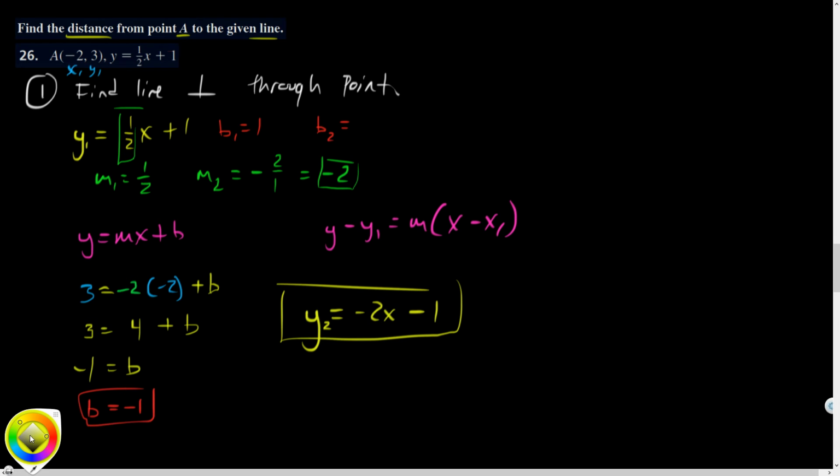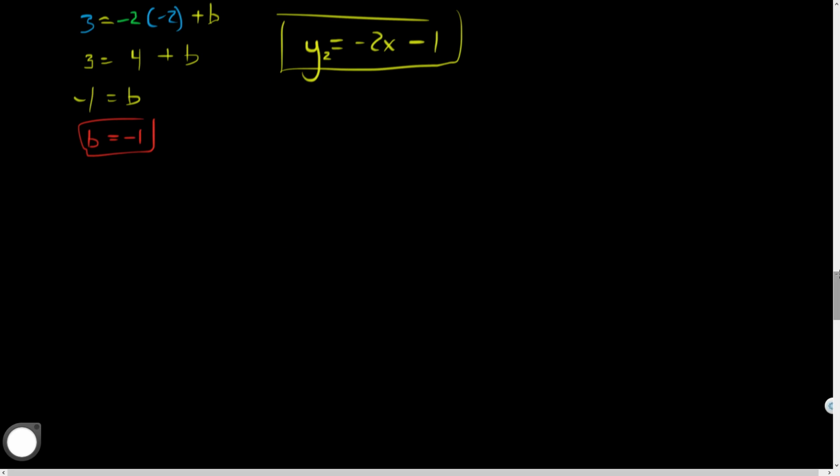So step 2. All right, my goal, remember, is I'm trying to find the distance between this point and that line. The shortest distance is going to be perpendicular to that line. Hence my finding perpendicular right there. Step 2: in order to find the distance between the point and the line, I need to have the point where the two lines intersect. So find the intersection.